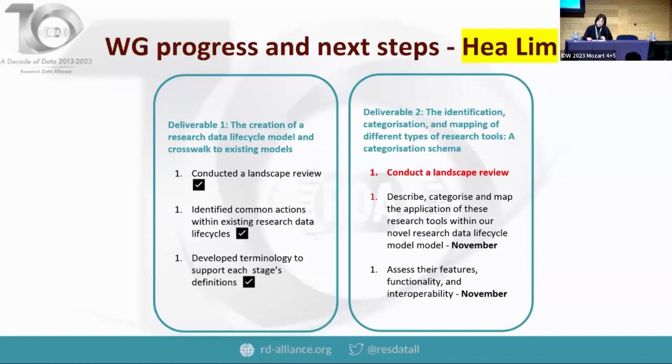The second of these is to identify, categorize, and map different research tools with the aim of creating a categorization schema. Much of this work is ongoing, with step 1 actually happening during today's session. Much as with our first deliverable, we'll be starting with a landscape review to better understand the different types of research tools used. This will be conducted by a workshop later in this session.